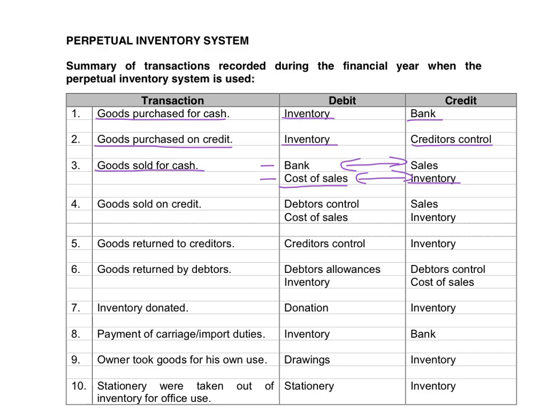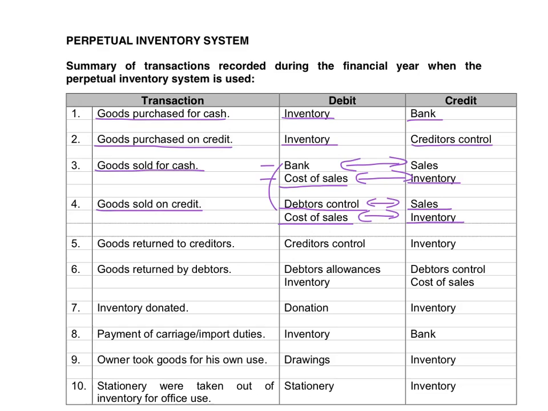When goods are sold on credit, we will do exactly the same as what we did for goods sold for cash, except that this is now a credit transaction, so the debtors control will be debited instead of the bank account. You will still credit the sales account because the amount that the debtors owe you is the sales figure, and your income must increase with the sales figure. So those two must be your double entry. Then cost of sales will be increased on the debit side at cost price to show what is the cost price of the inventory that was sold, and we credit inventory to indicate that we have less inventory.